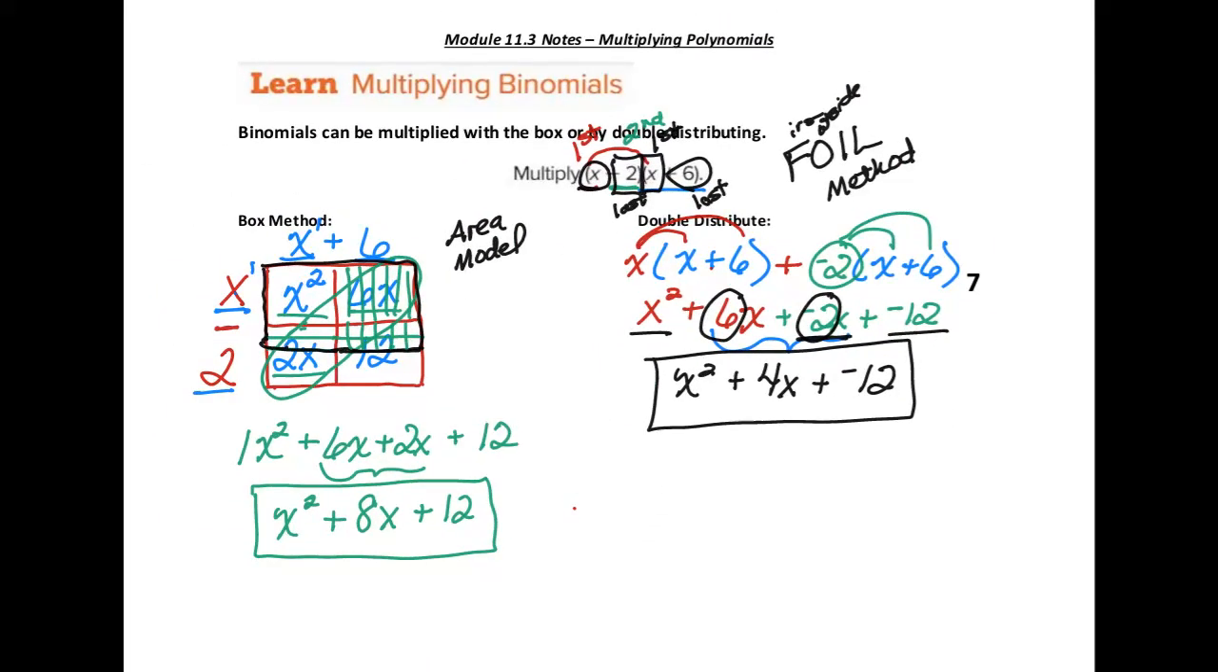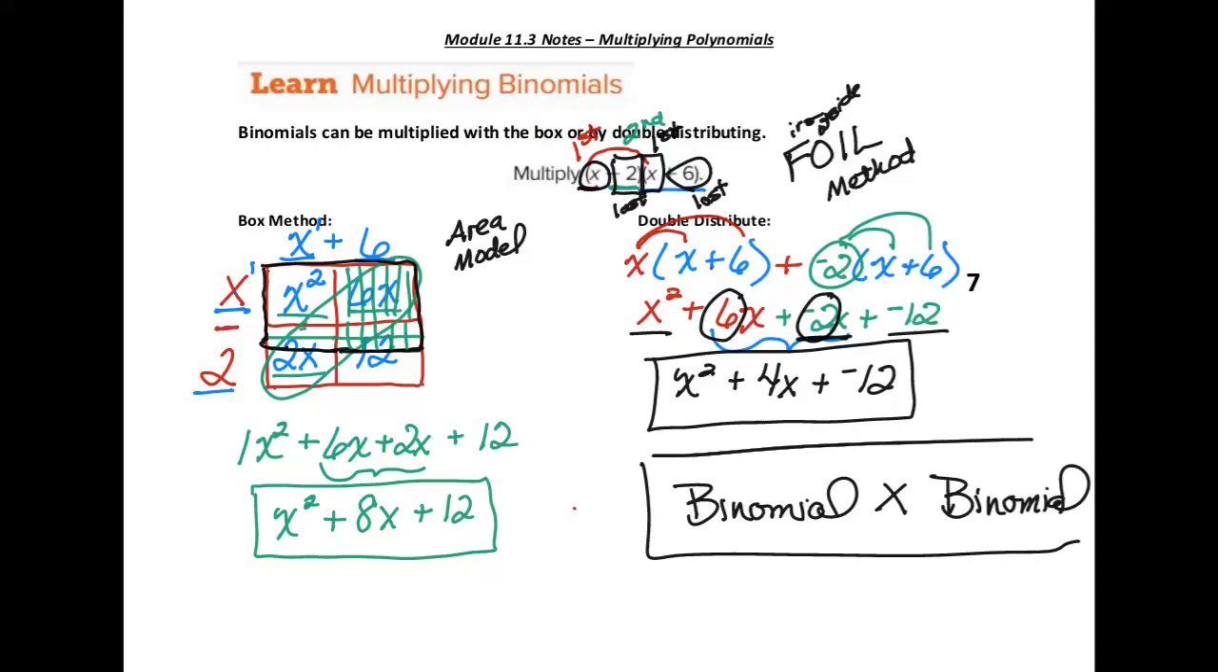Okay? So you can use the box method, or you can use double distributive, which is also called FOIL. This only works for a binomial times a binomial. Binomial. Okay? Questions on that? Any questions?